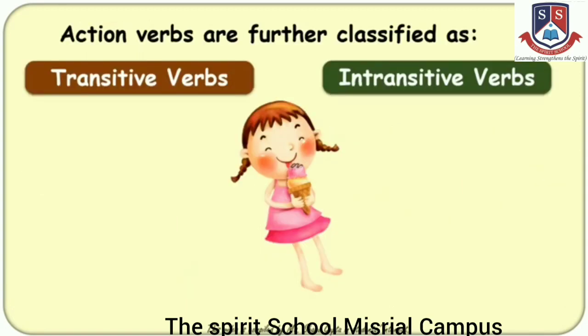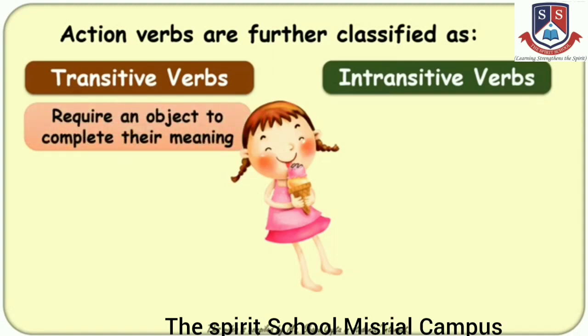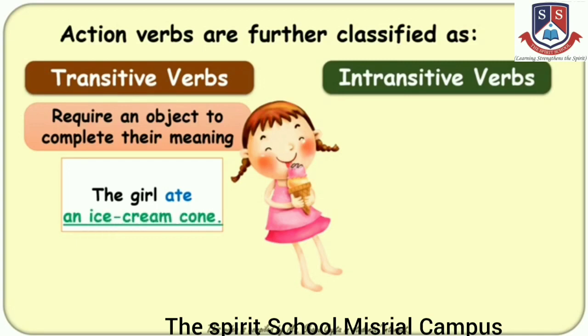Action verbs are further classified as transitive or intransitive depending on whether or not they take objects after them. A transitive verb requires an object after it to complete its meaning. For instance, the girl ate. We can't end the sentence here. We have to answer the question, the girl ate what? And the answer is the object, an ice cream cone.